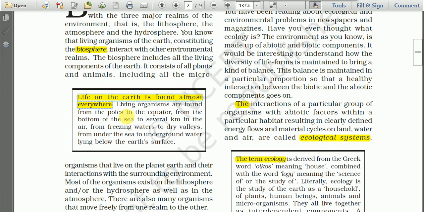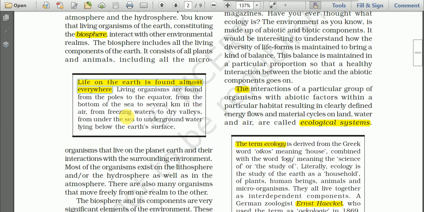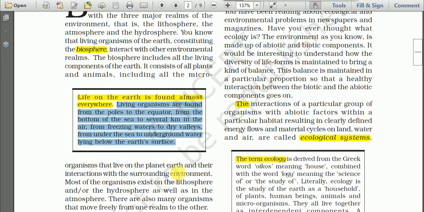And see here, life on the earth is found almost everywhere. As we mentioned earlier, life is found in the atmosphere, on the land, and in the oceans also. Living organisms are found from the poles to the equator, from the bottom of the sea to several kilometers in the air, from freezing waters to dry valleys, from under the sea to underground water lying below the earth surface. So this is about biosphere.